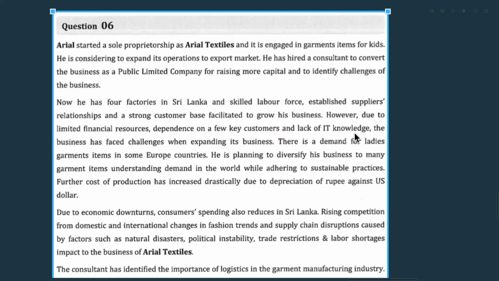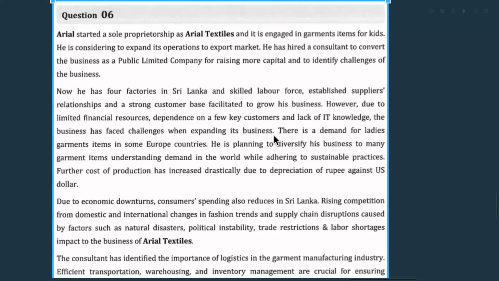And a lack of IT knowledge. Who has IT knowledge? Employees. Even though he has a skilled labor force, he has employees with a lack of IT knowledge because they are factory people. So that's actually going to be a weakness because within the organization, employees are there. And also the business has faced challenges when expanding its business. There is a demand for ladies' garment items in some European countries. So this is actually an opportunity. It comes from the global environment, right? There is a demand for ladies' garment items.